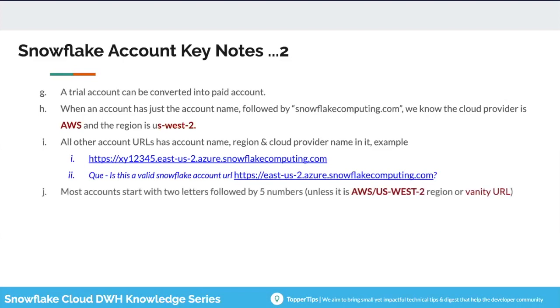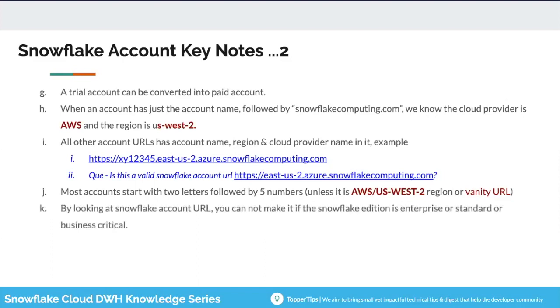Most accounts start with 2 letters followed by 5 numbers, unless it is AWS deployed in the US West 2 region, or it could be a vanity URL. But in general, the URL will have the 2 letters followed by 5 numbers, followed by your region, followed by your cloud provider name, and followed by snowflakecomputing.com. By looking at the Snowflake account URL, you cannot tell if the Snowflake edition is Enterprise, Standard, or Business Critical.